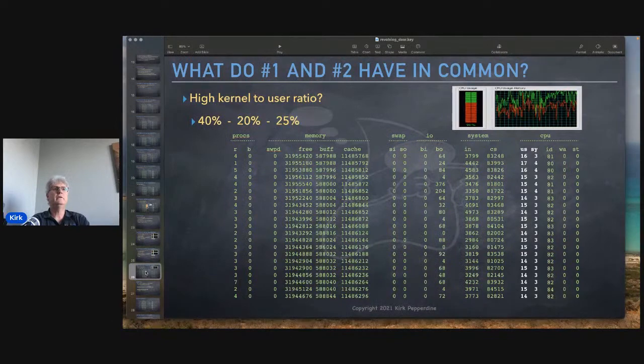So, what do 1 and 2 have in common? Well, they have this really high kernel to user ratio.